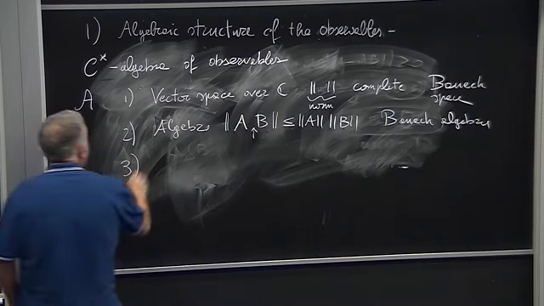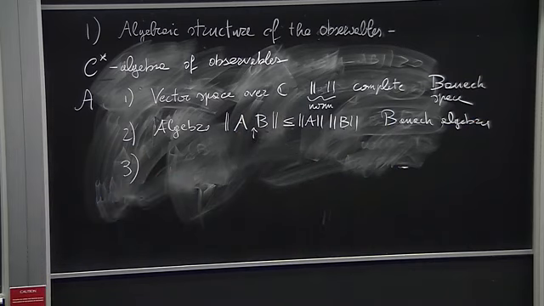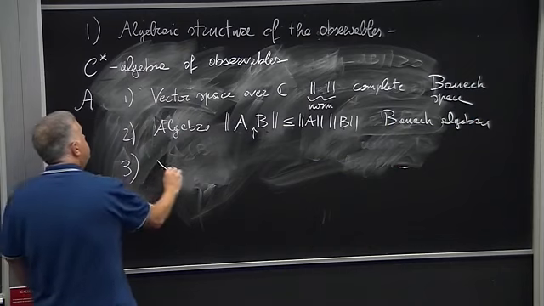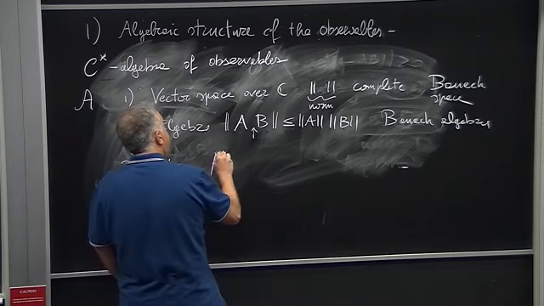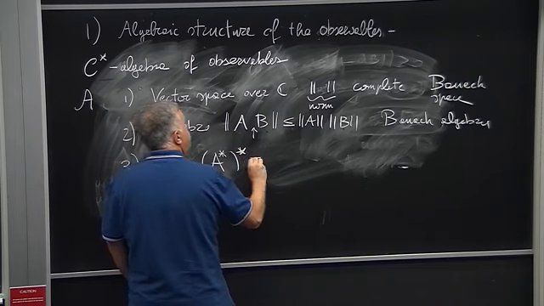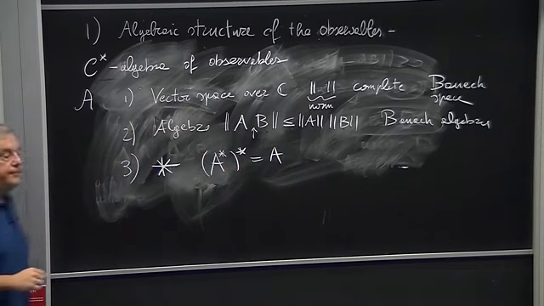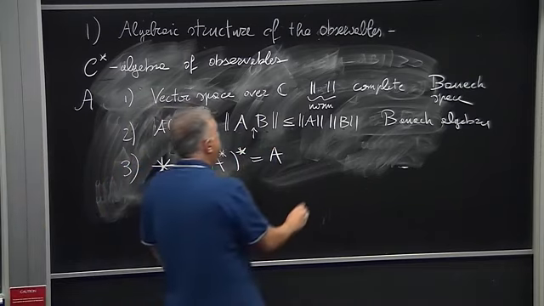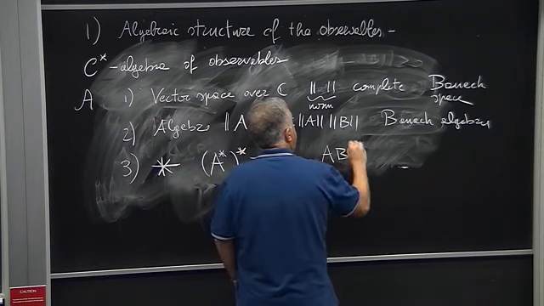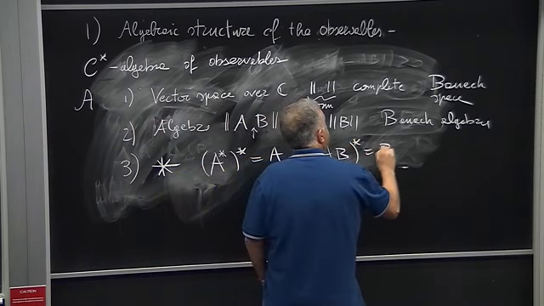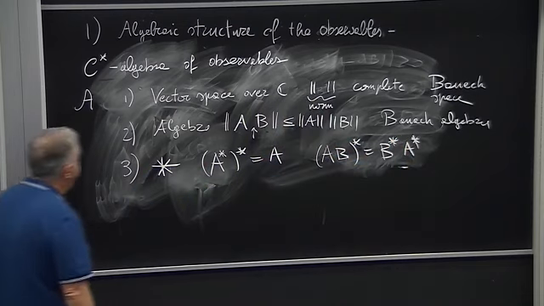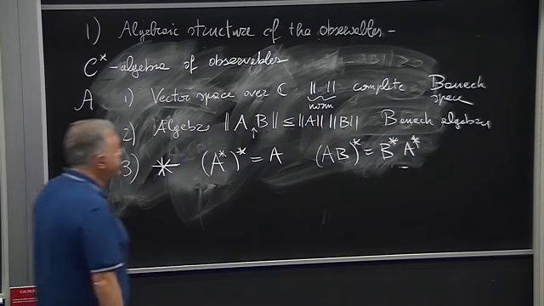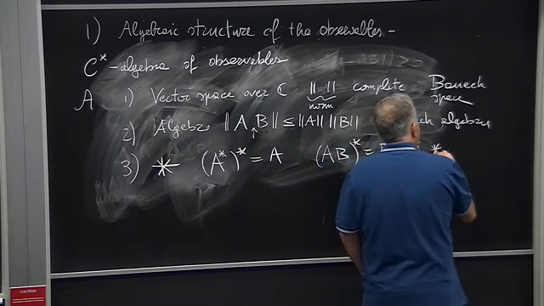The third hypothesis is that there is an operation star, which is an involution. It means that A star star is equal to A, and also (AB) star is B star A star. So as such it is a star Banach algebra.